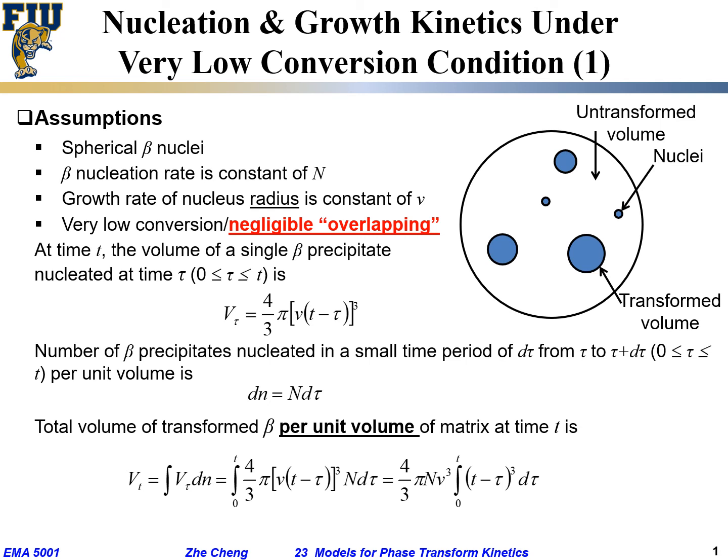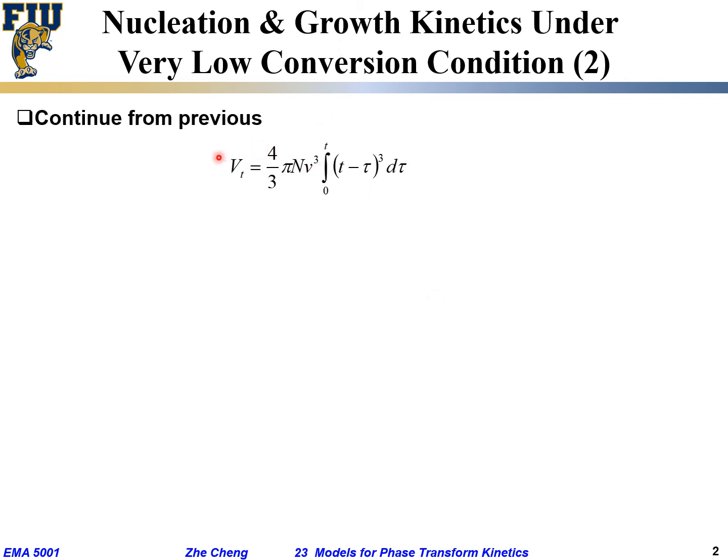Okay, this is what we have. The total volume at time t for all those spherical precipitates that formed from time 0 to time t. Remember, the nucleation is random. The nucleation happens throughout from time 0 to t. And each of the nuclei formed at a tau grows to a certain size, which is determined by (t minus tau) to the power of 3. Okay? And if we do the integration, it's very simple. It's a definite integration. We are going to get this one.